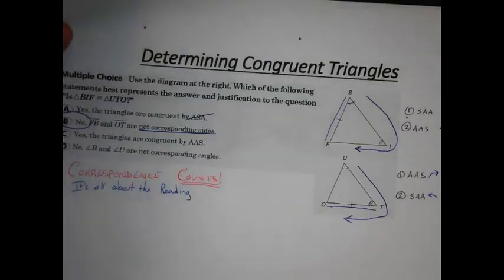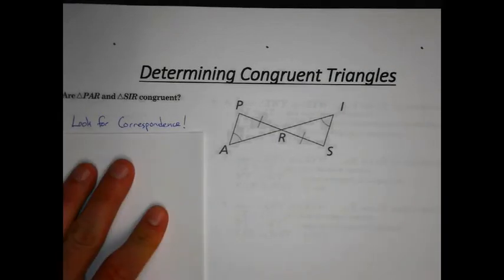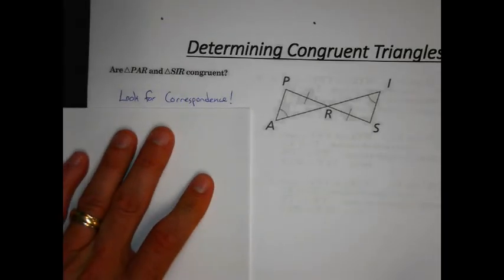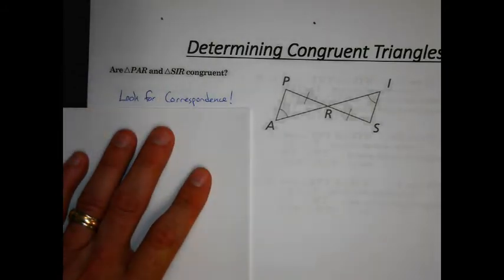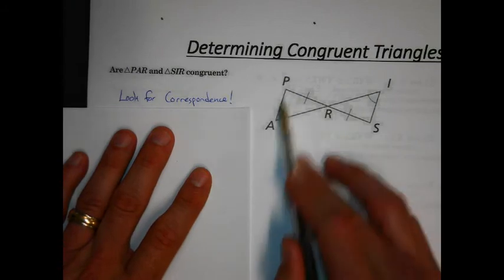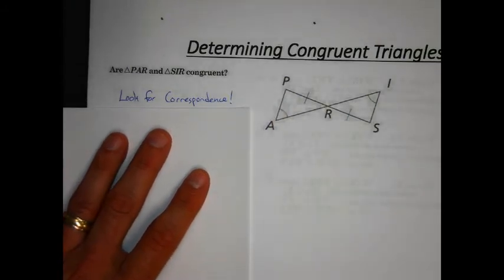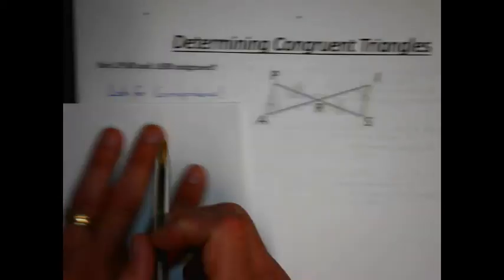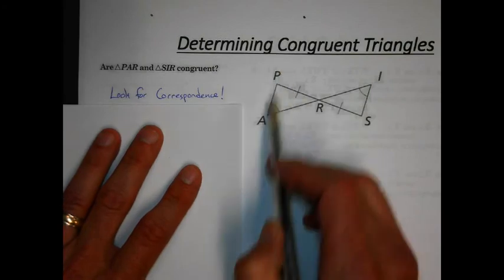Okay? So now let's look at this one. This is a fun example. Again, determining congruent triangles. Are triangle PAR and SIR congruent? So let's point to it. PAR and SIR. Are they congruent? Well, we got some thinking to do. The first thing we got to do is look for correspondence. So take a look. We've got PAR and SIR.